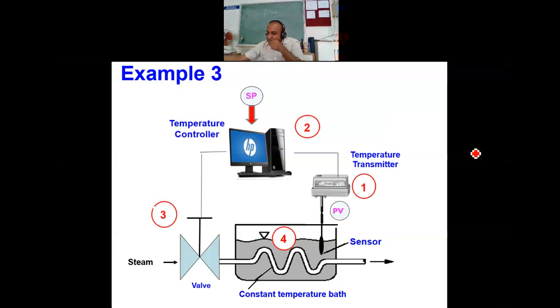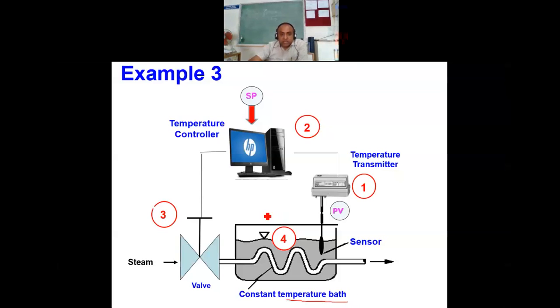Okay, did you see that? I myself have put this figure. You don't find this image anywhere in Google or anywhere else. I have constructed this picture for you to understand. Now, if you see this, there is a process. What is the process? A constant temperature bath.